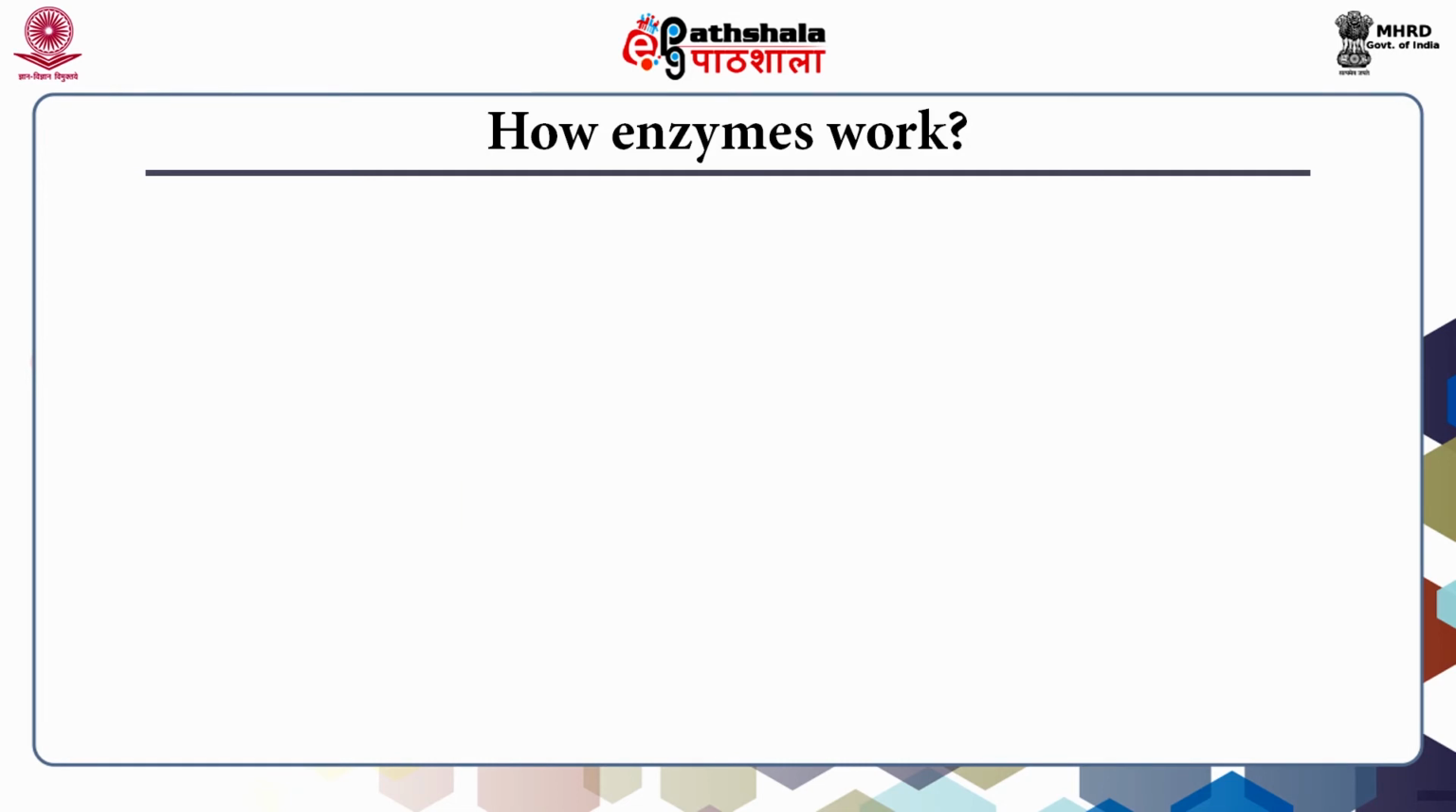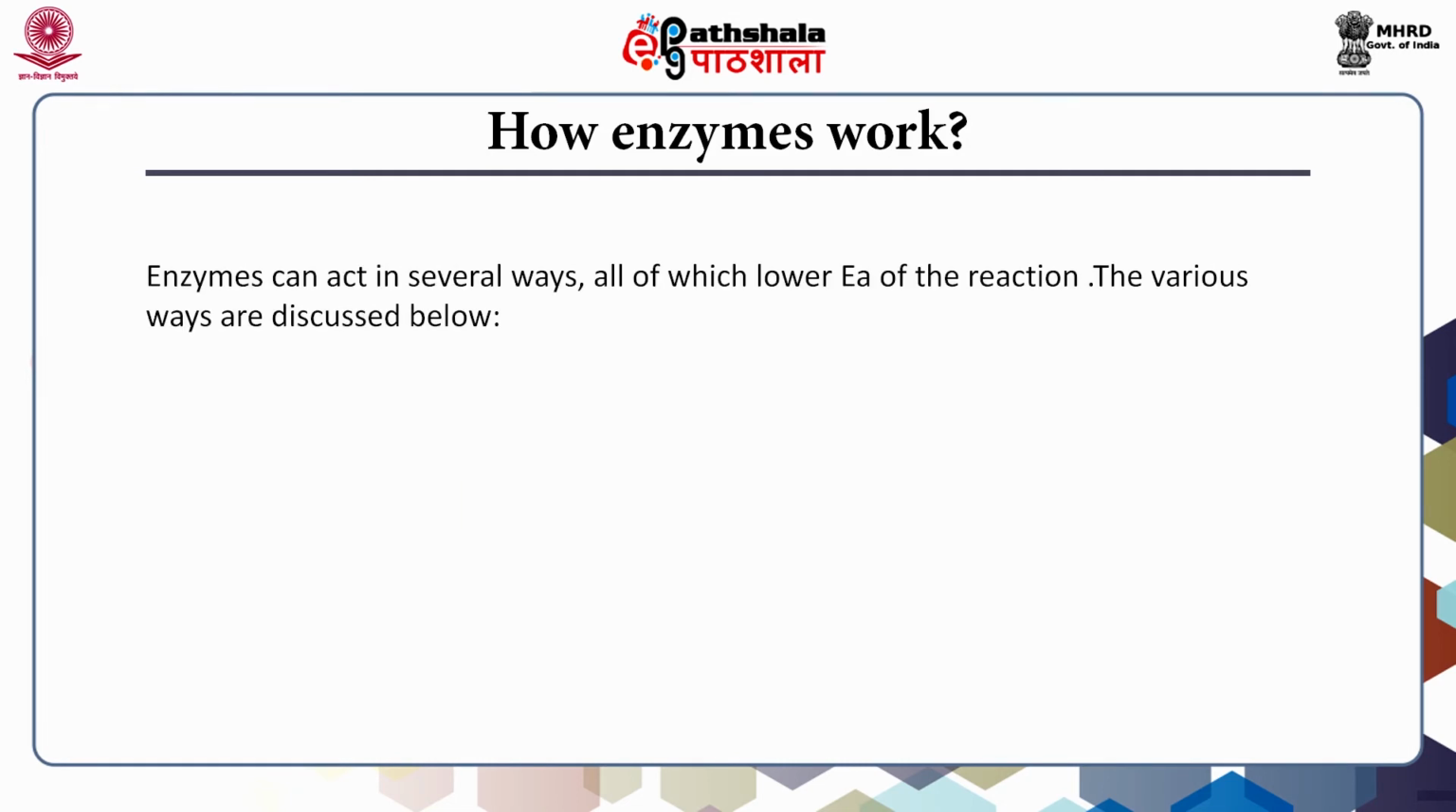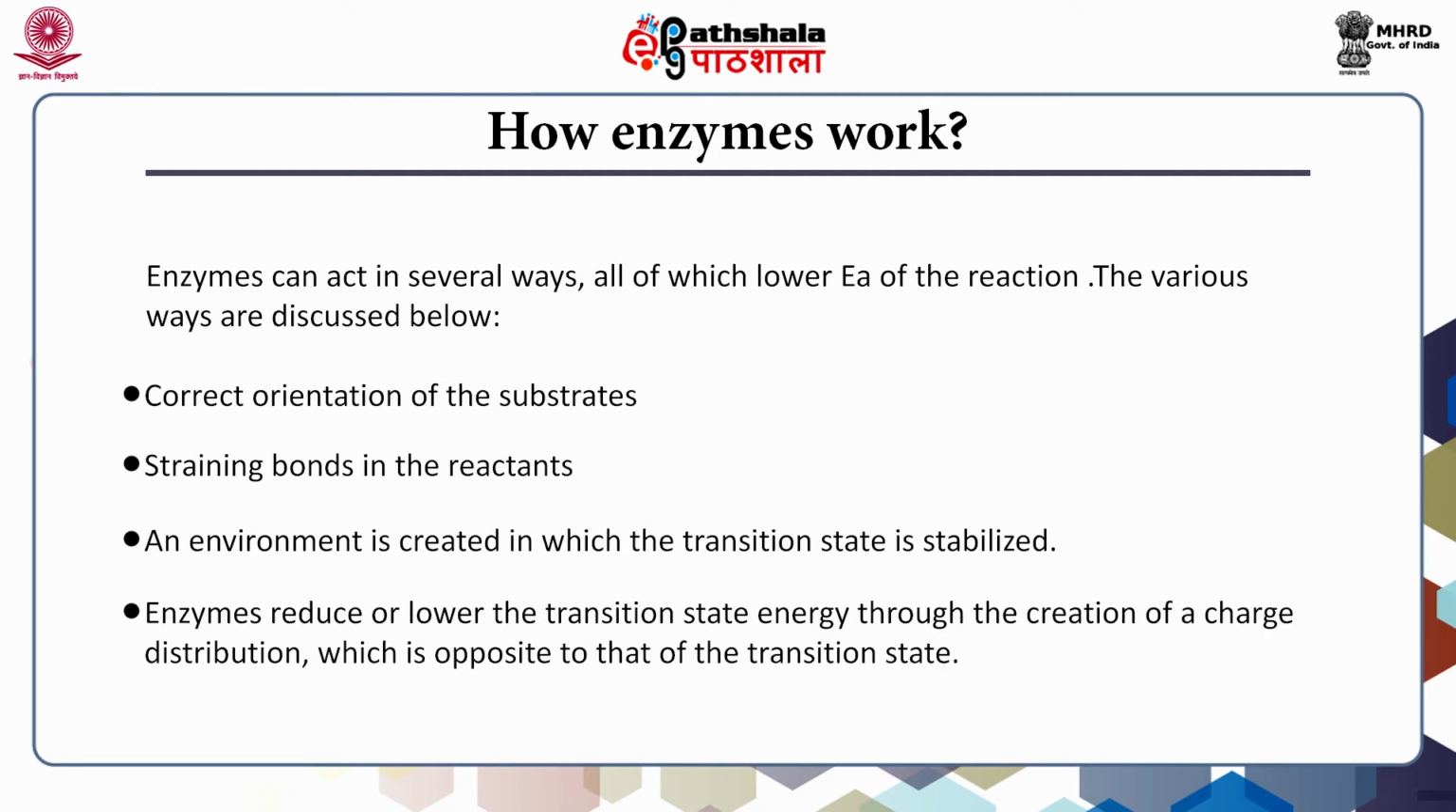How do enzymes work? Enzymes can act in several ways, all of which lower the activation energy, represented by the symbol EA, of the reaction. The various ways are discussed herein. Firstly, the correct orientation of the substrate, which implies that initial binding of the enzyme to the substrate takes place with the substrates lying in the correct orientation such that they are close to the catalytic groups in the enzyme for the reaction to occur.